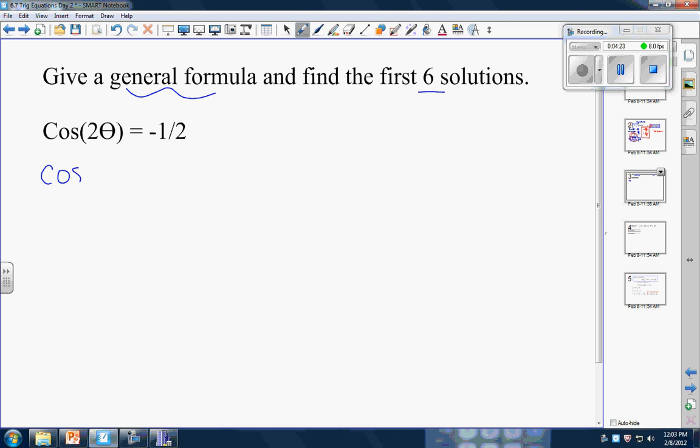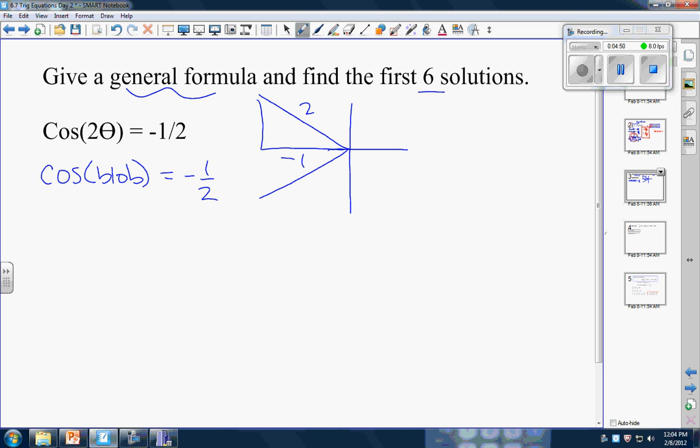The way you got to consider these is just whatever's in here, just call it a blob. Okay? Because we've done the problem of cosine theta equals negative 1/2. So we want to look at this now. We can take care of the blob later. So just figure out where the cosine's negative 1/2. It's got to be at those 2 places right there.